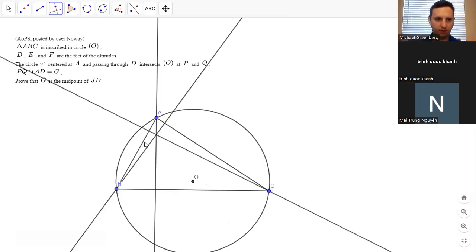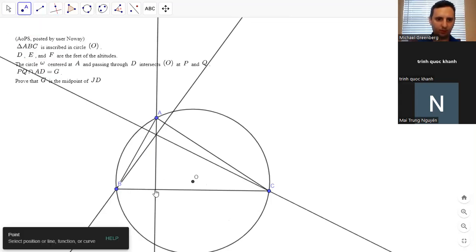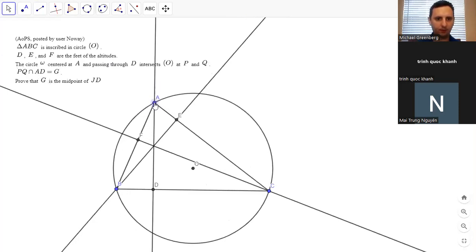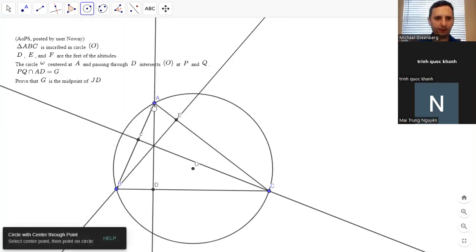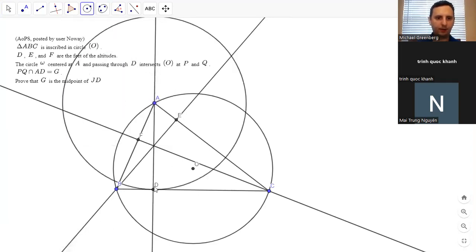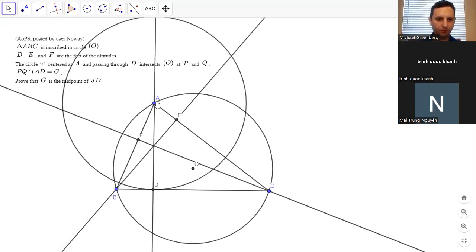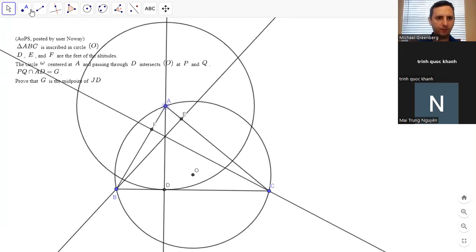All right. And I might as well draw the orthocenter too. So this is D, E, F. We'll draw the orthocenter later after I draw a point G. Then we draw the circle. Let me make it look a little nicer. That looks better. So then we draw the circle centered at A and passing through D, and it meets the circle O at points P and Q. And then PQ intersects AD at G.